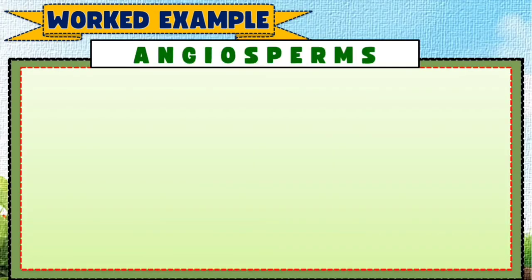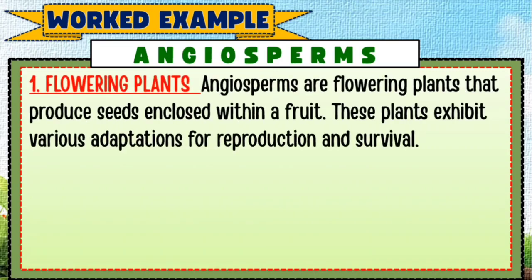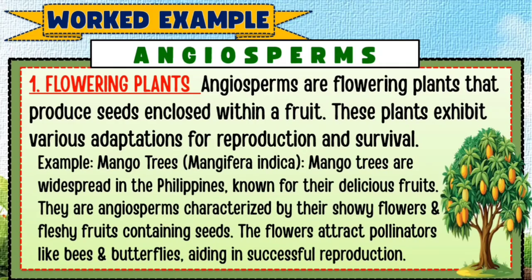Angiosperms, in terms of flowering plants. Angiosperms are flowering plants that produce seeds enclosed within a fruit. These plants exhibit various adaptations for reproduction and survival. An example of this is the mango tree. Its scientific name is Mangifera indica. Mango trees are widespread in the Philippines, known for their delicious fruits.